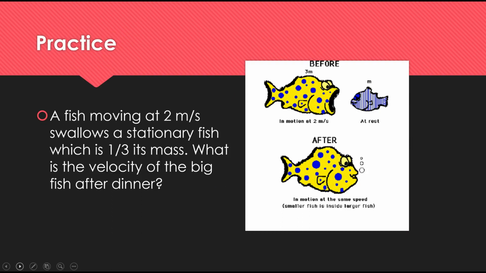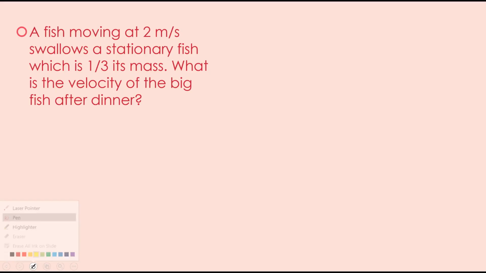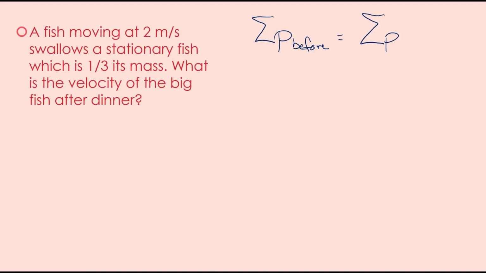So if we look at a problem like this, we have this big fish. He's moving forward at 2 meters per second. And then he swallows the little fish, which has a significant portion of the big fish's mass. So if we want to know his velocity after he eats, we're going to set this up the same exact way. We're going to say the sum of the momentum before, when he's just swimming, is going to equal the sum of the momentum after.